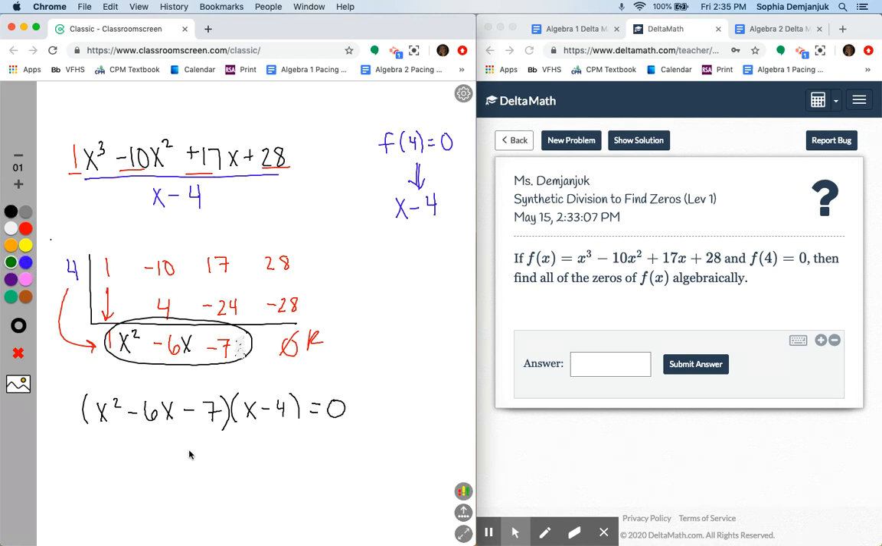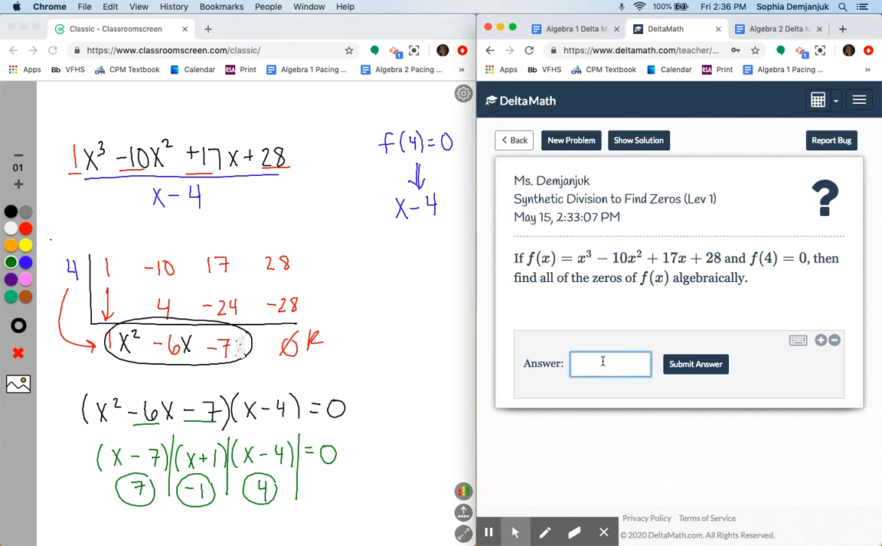Looking back at my first set of parentheses, I have a quadratic that's easy to factor. What multiplies to negative 7 and adds to negative 6? x minus 7, x plus 1. Bring down the x minus 4. And you're going to set each of these parentheses equal to 0, which you can just flip the sign. Negative 7 becomes positive 7. Positive 1 becomes negative 1. Negative 4 becomes positive 4. 7, negative 1, 4.